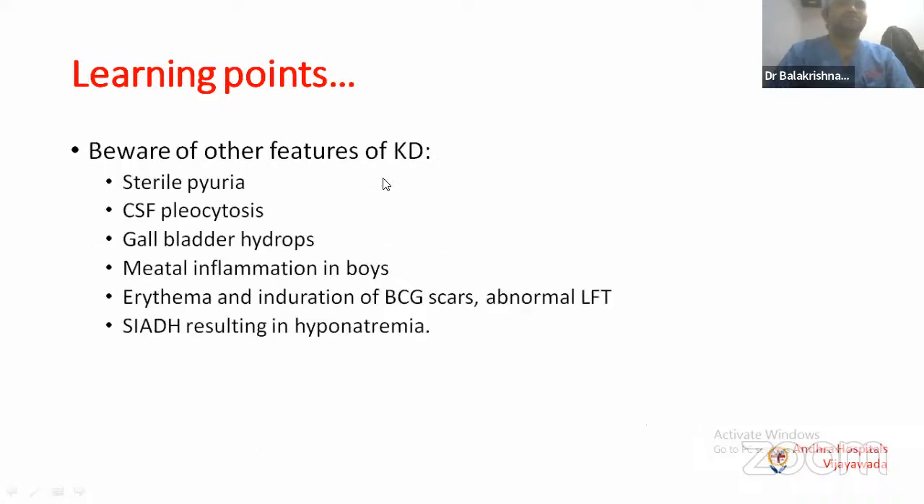So beware of other features as clearly mentioned. There can be sterile pyuria, CSF pleocytosis, meatal inflammation in boys, erythema and induration of BCG scars, and gallbladder hydrops.